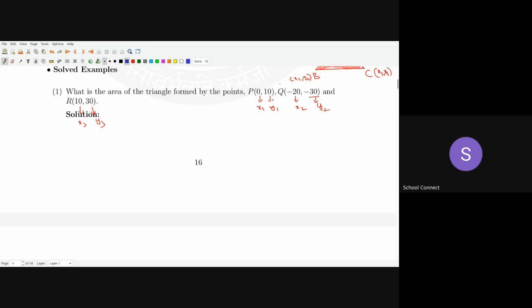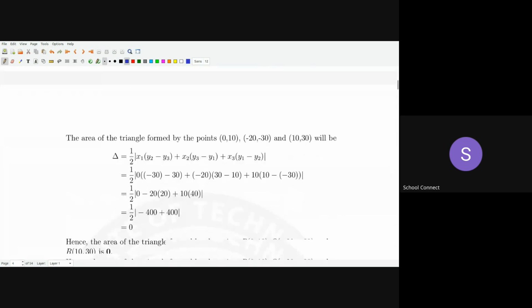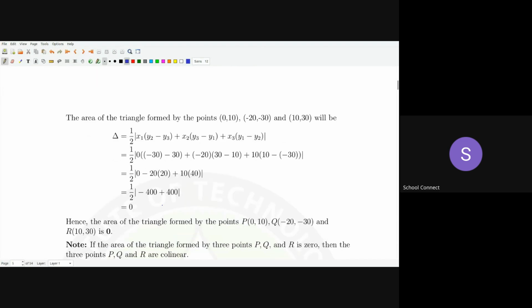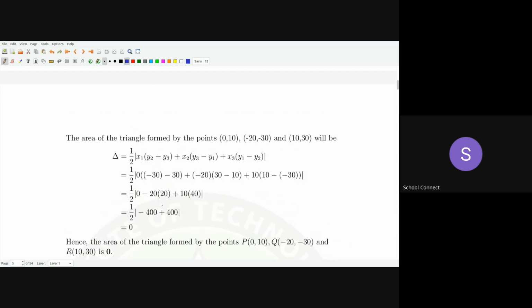You have 3 points given and we have to compute the area of the triangle. Again, choosing x1, y1, x2, y2, x3, y3 is the key. After that, you have the formula. Substitute them in the formula. So we are getting 0 here. Why 0? Is there any mistake? Let's go through it.